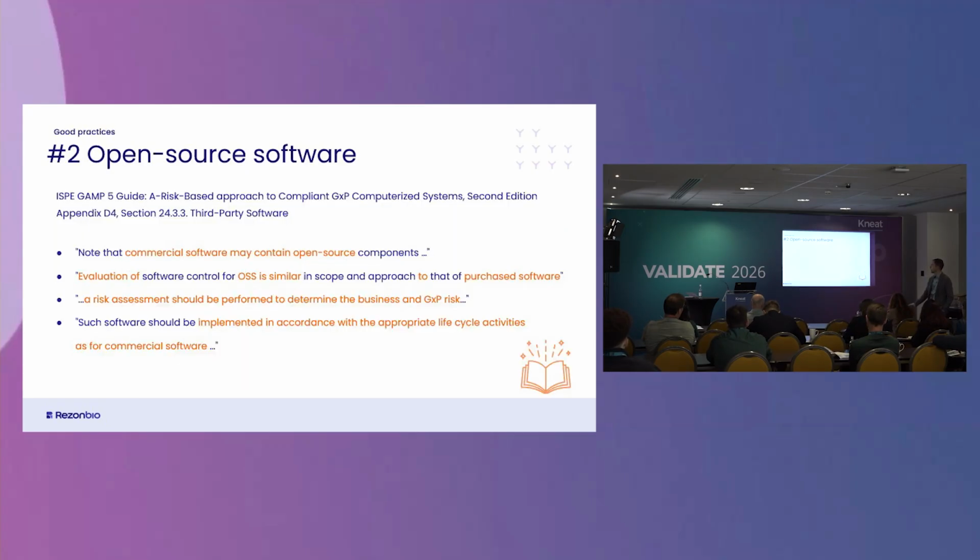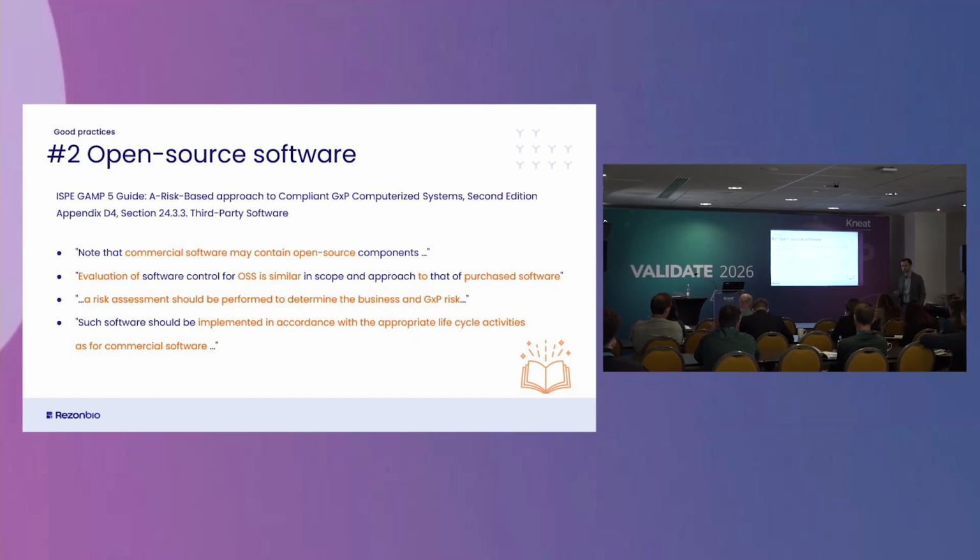Okay, next challenge. Open source software. What can we find in guidebooks? Commercial software may contain open source. Are you surprised? Evaluation of open source software is similar to purchased software. A risk assessment should be performed to determine the business and GXP risk, implemented in accordance with appropriate life cycle activities as for commercial software. That's very good news. There is no other process for open source. That's the same process, exactly the same.